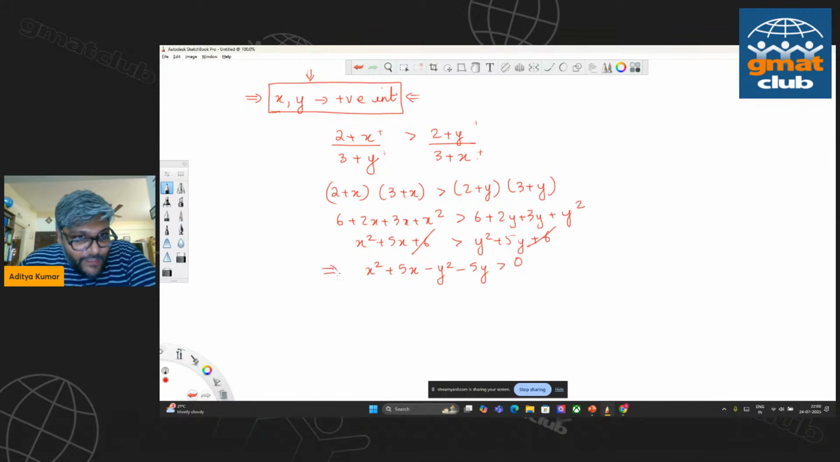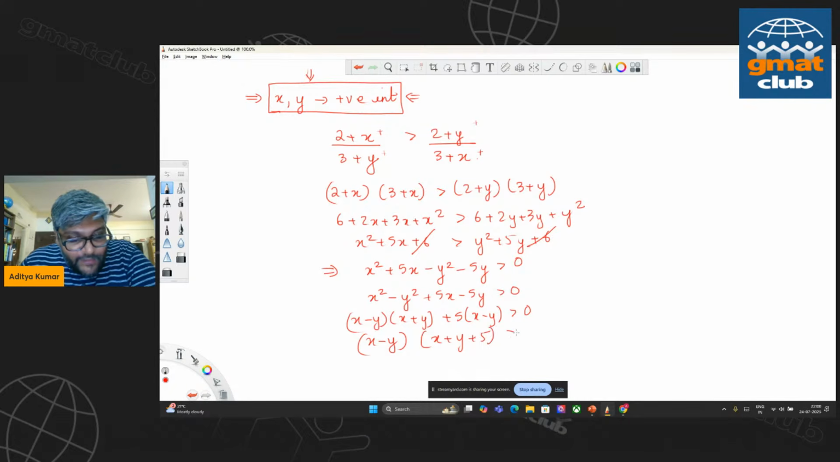And this is something we discussed in the algebra session. Whenever you have terms like this, you need to regroup the terms and try to factor things out into products or divisions. So it's better for me to write this as x square minus y square plus 5x minus 5y is greater than 0. x square minus y square is x minus y times x plus y, plus 5 into x minus y is greater than 0. So I can pull out the x minus y common, and I have x plus y plus 5 is greater than 0.